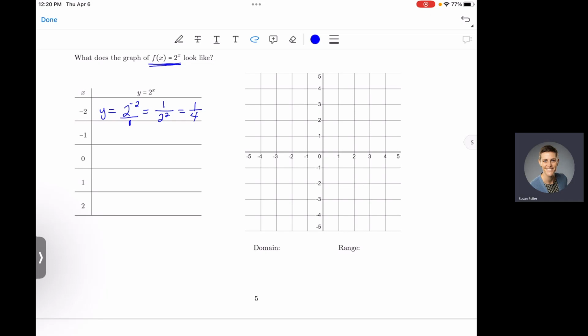All right. How about if x is negative 1? Then our y value is going to be 2 to the negative 1 power. Again, a negative exponent says you can't stay here, you have to move. 2 to the negative 1 has to move downstairs since it's upstairs already. When it moves downstairs, the exponent stays positive and it leaves behind a 1. And so 2 to the negative 1 is 1 over 2 to the positive 1 power, which is 1/2.